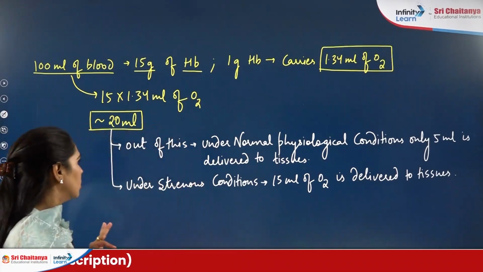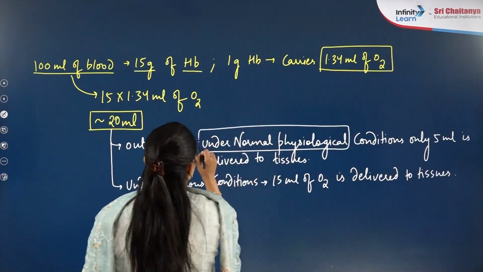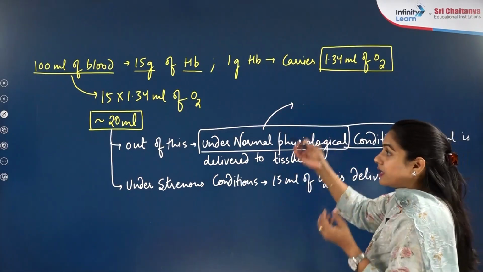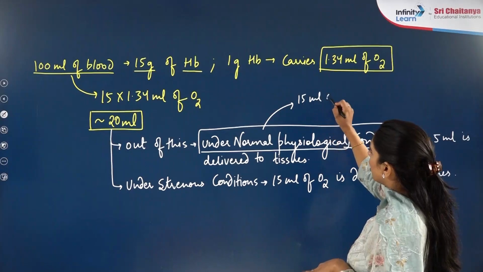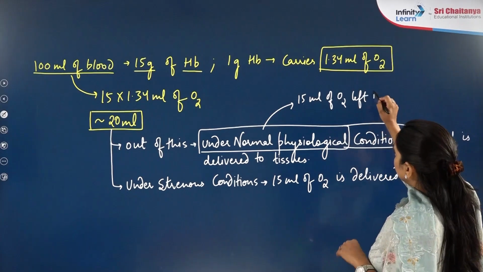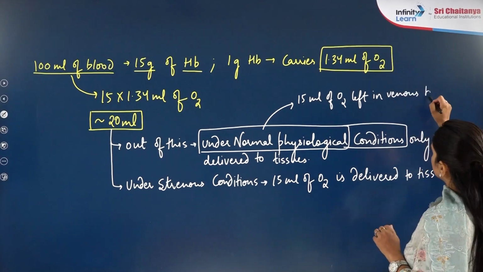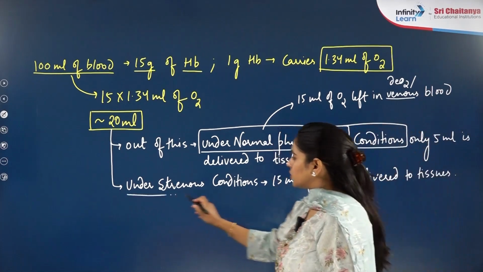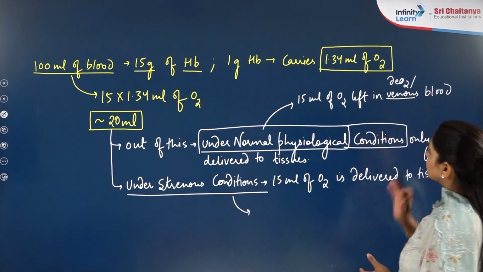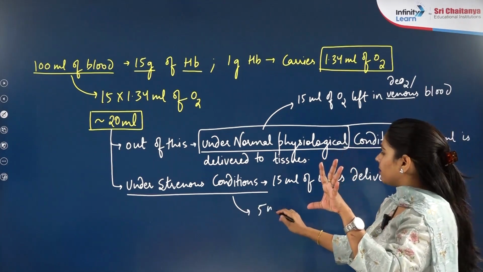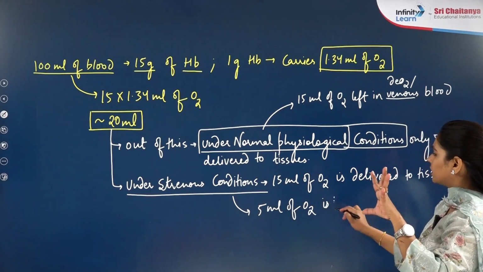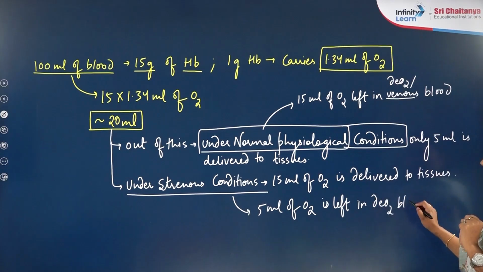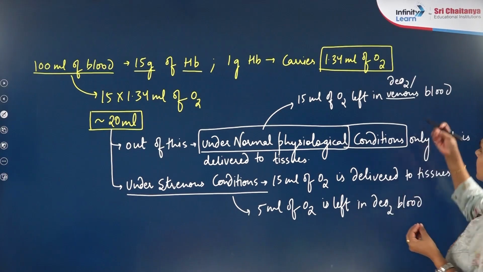If somebody asks you, under normal physiological condition, how much ml of oxygen is left in the venous blood? Then 15 ml of oxygen is left in venous or deoxygenated blood. But if somebody asks you, under strenuous conditions, how much ml of oxygen is left in the venous blood? Only 5 ml of oxygen is left in deoxygenated blood. In how much ml of deoxygenated blood? In 100 ml.